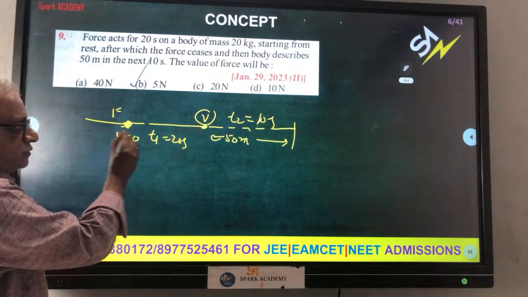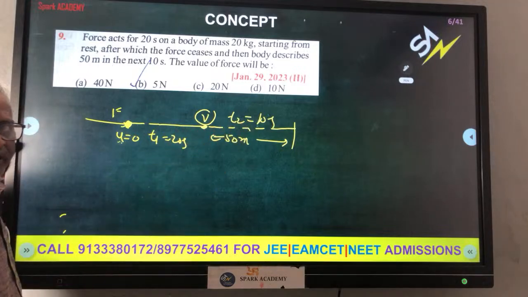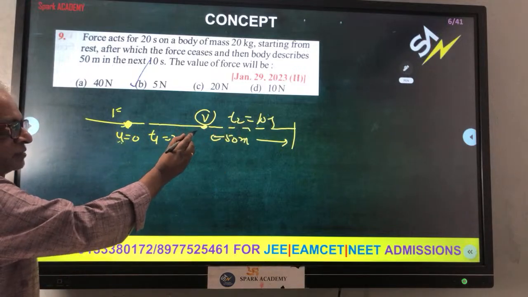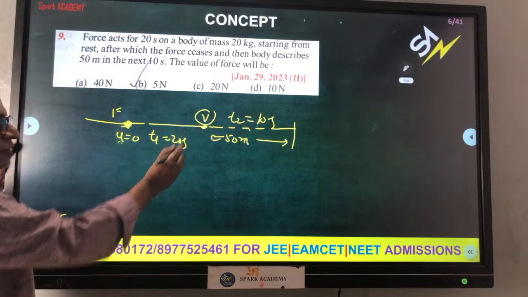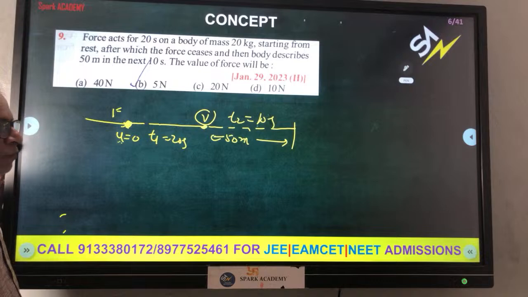First part, force is there. Second part, force is not there. First part is non-uniform motion. Second part is uniform motion. Please, I am telling you: first part is non-uniform motion, second part is uniform motion.